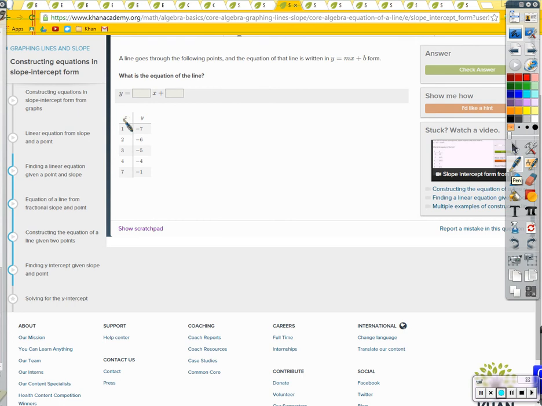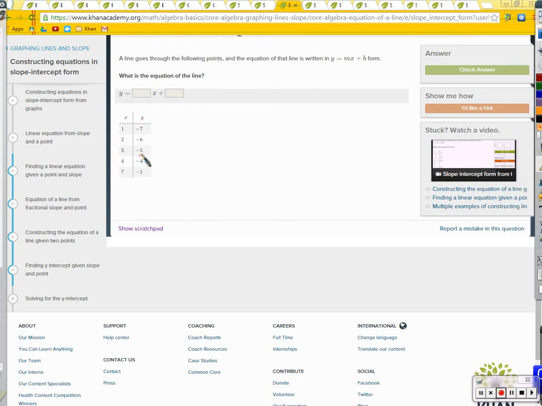And now it's giving me a table of values. What does this table of values tell me? Points. It tells me lots of points on the line, not just 2. So I can choose any of the points that I want. I can use this point and this point, or this point and this point. It doesn't matter. I can pair them up any way I want.